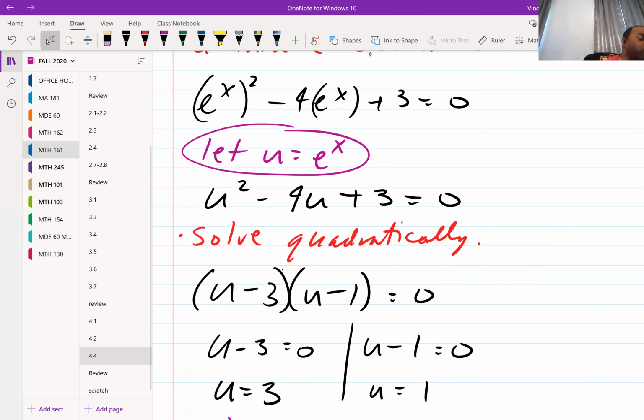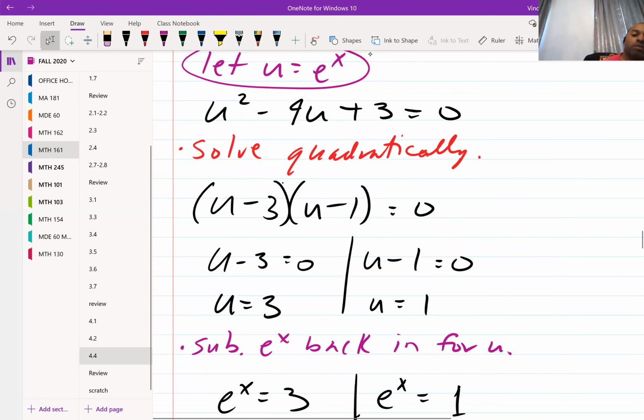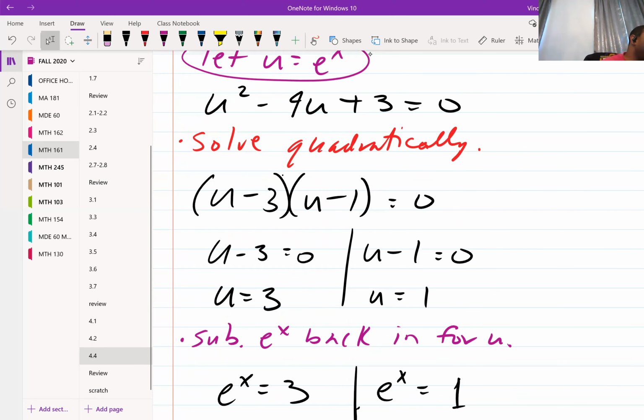So don't forget, we're not done because we started off with e to the x. We need to substitute it back in. But I just want to make sure we're good before we keep going. All right. So substitute e to the x back in for u.